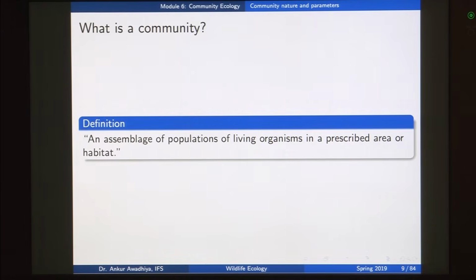So, we begin with the definition of a community. A community is an assemblage of populations of living organisms in a prescribed area or a habitat. That is, it is a collection of populations of different species. So, here you have a number of species that are living together, they are living in a certain area. So, the areal concept here is important.